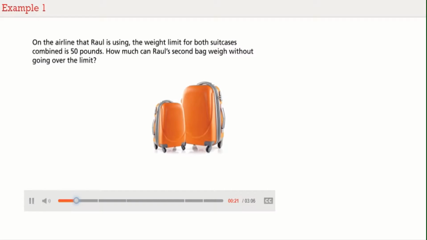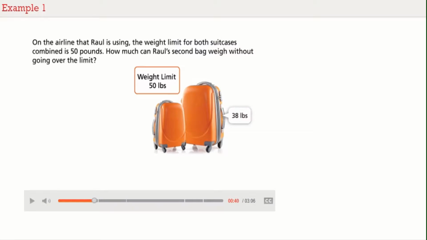On the airline that Raul is using, the weight limit for both suitcases combined is 50 pounds. Raul's first bag weighs 38 pounds. How much can Raul's second bag weigh without going over the limit?